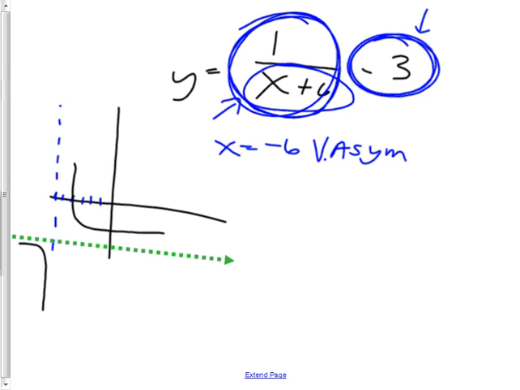I don't know if you noticed this, but we've never been tested on this kind of graph. So I'm going to give you another one. I'd like you to make a quick sketch, and if I were you, I'd start with the asymptotes.